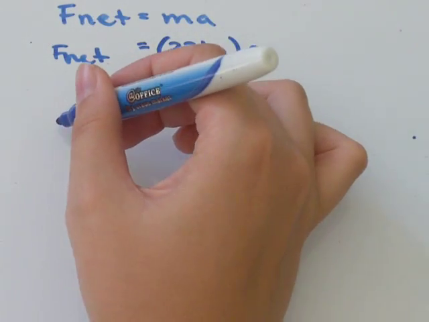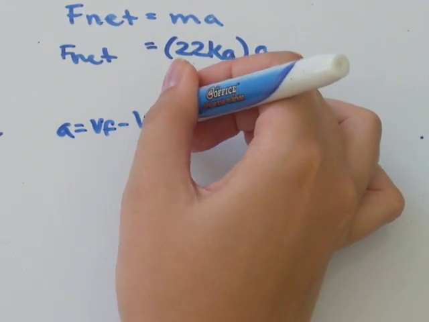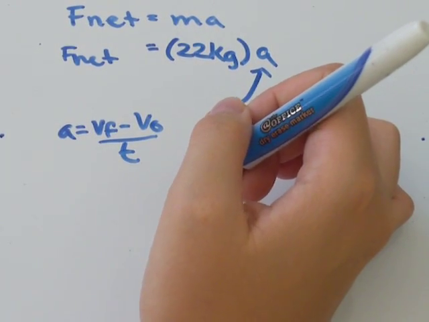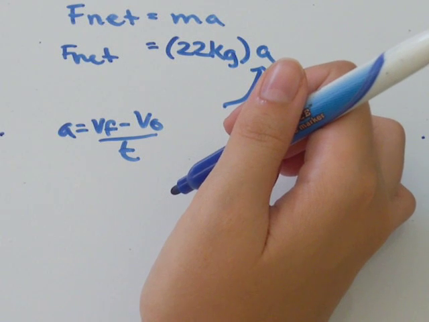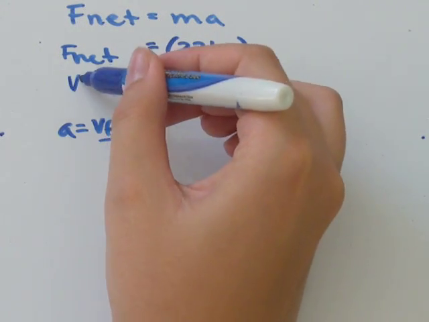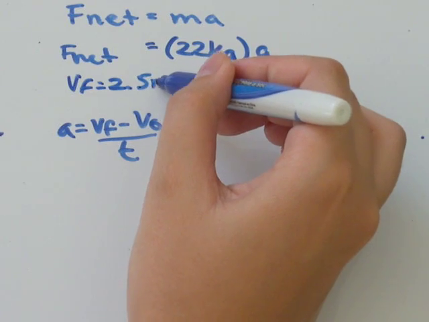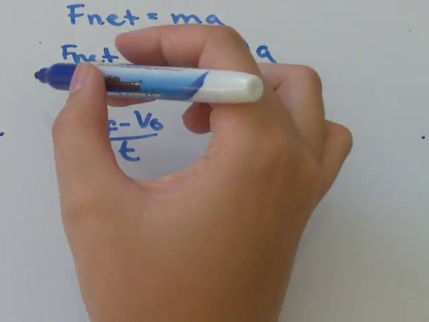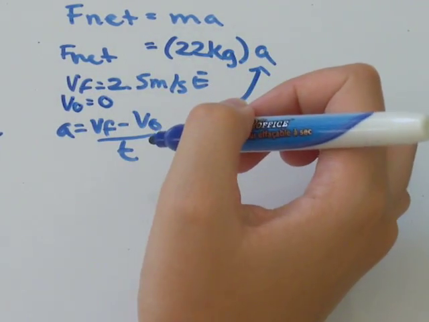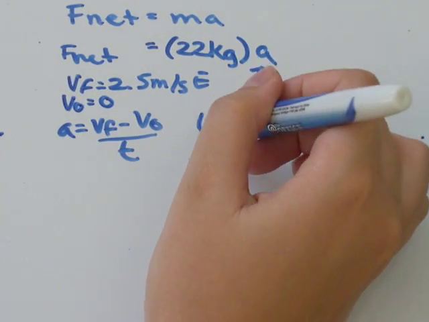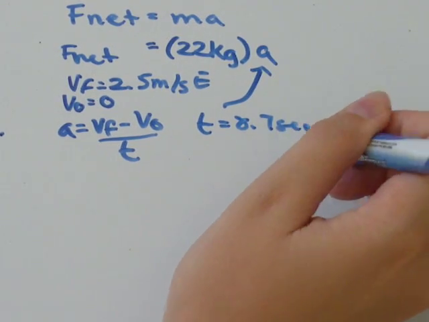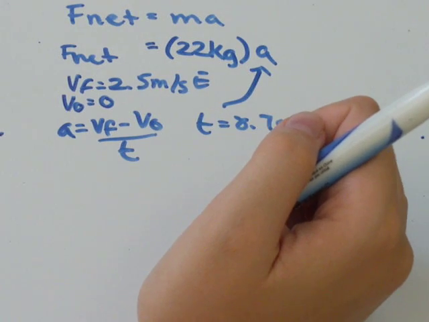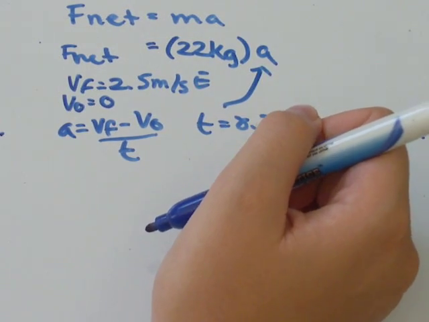a equals Vf minus V naught over t. And the reason I choose that formula is because in the question we're given the final velocity is 2.5 meters per second east. We know it starts from rest, so its initial velocity will be equal to 0, and we were given the time. Time was equal to 8.7 seconds. So in the question we're given all the information we need to be able to solve for acceleration as long as we use this formula.